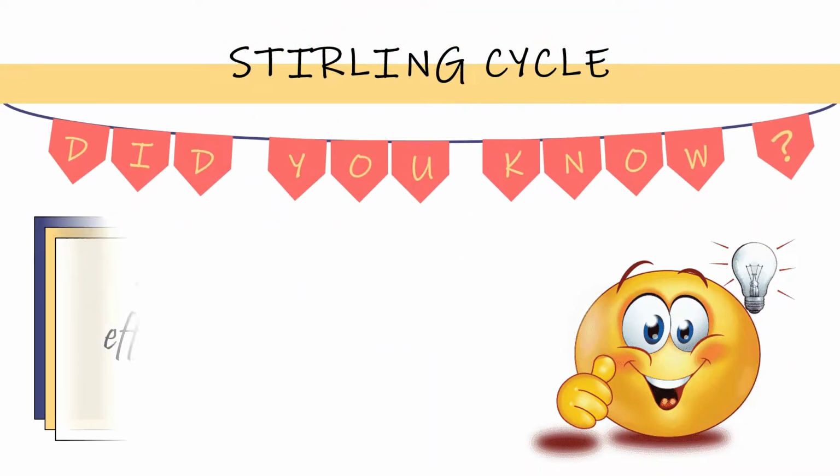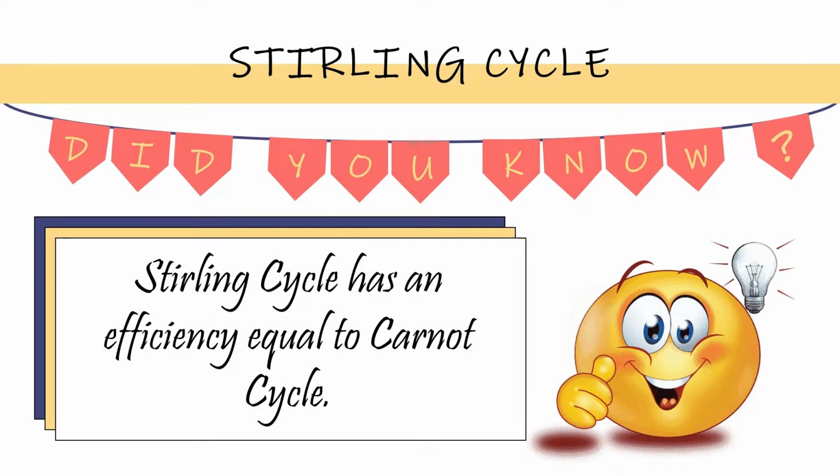For a short trivia, did you know that Stirling cycle has an efficiency equal to Carnot cycle? Because the efficiency of the Stirling cycle is a little less than the efficiency of the Carnot cycle. But the Stirling cycle is considered to have the same efficiency as the Carnot cycle if all the processes are completely reversible. And that's it.